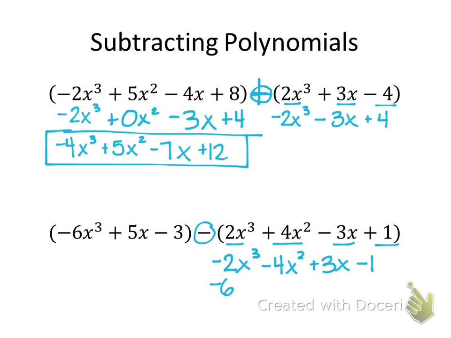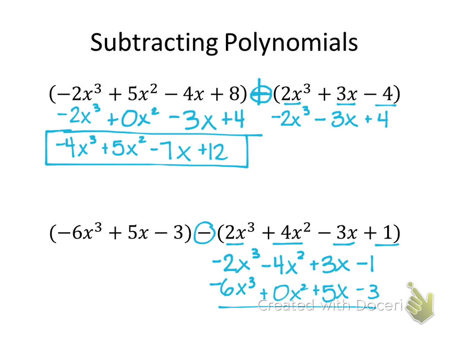Negative 2x. 5x should go. And I'm going to put plus 5x because I know it's a positive. And negative 3 should go under negative 1. Do I need to add a placeholder? Yes, 0x squared. Add the terms.